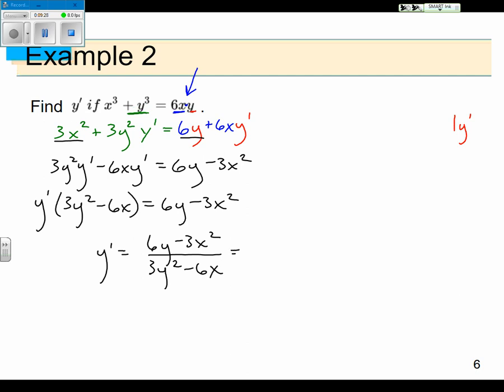The book might clean it up a little bit. It looks like everything has a 3 in common, so let's go ahead and divide a 3 off the top and the bottom. And that's probably how the book will have it. That looks a little bit better.